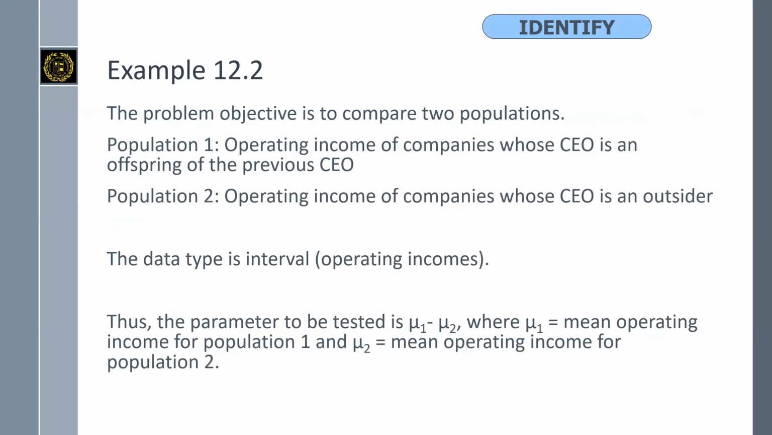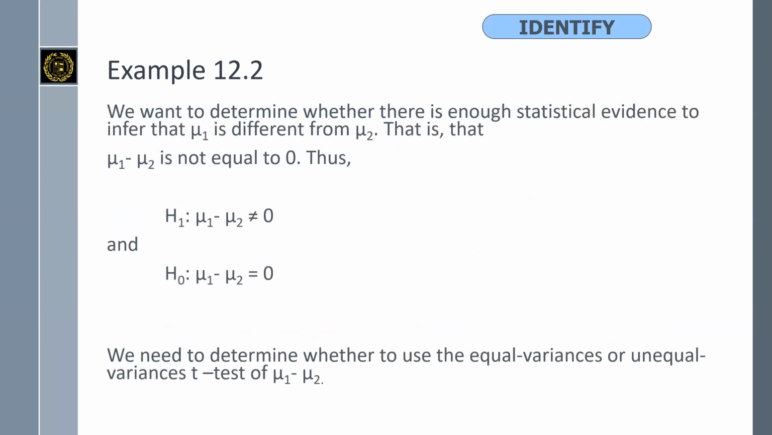So here we have our breakdown. We have two populations. The first population, income of companies whose CEOs are offspring. Population 2, CEOs who are outsiders. What we're trying to calculate is the difference between these groups. And this is what our null and alternative will look like. So this is our null and our alternative. It's not equal. So if I were to ask you in class if this is a one-tail or two-tail test, you would be saying it's a two-tail test. So you have two critical values, you'll have your evidence, you make a comparison. So this is for your two sample t-test.